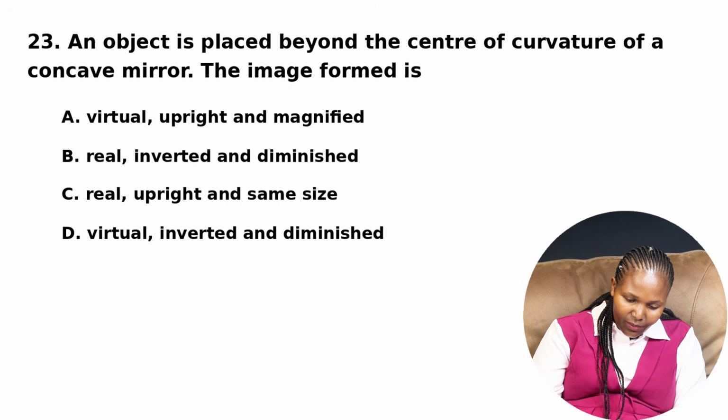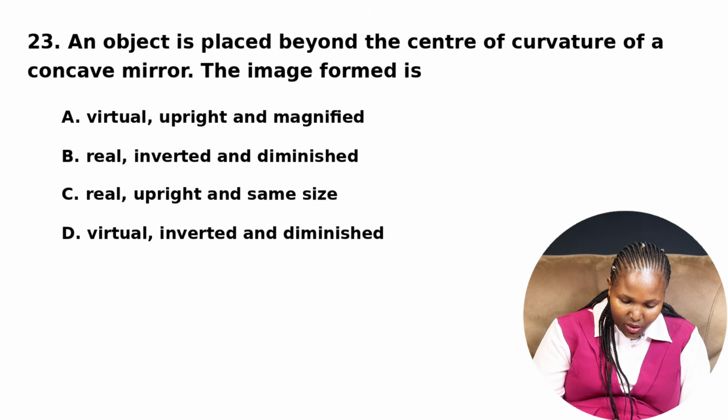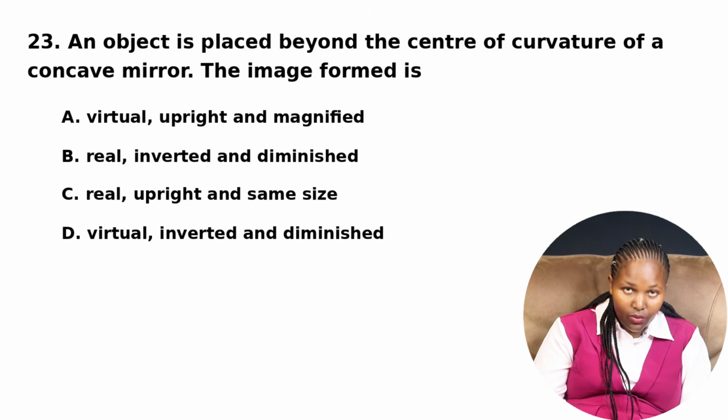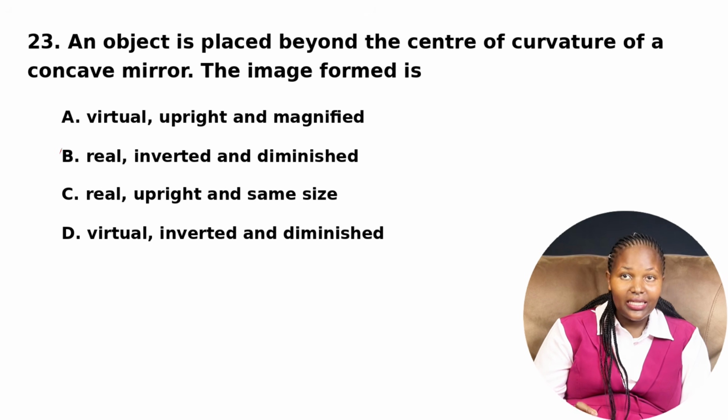Then we go to question number 23. An object is placed beyond the center of curvature of a concave mirror. The image formed is, so here we have an object, and this object has been placed beyond the center of curvature of a concave mirror. So what image will be formed? We have our options there. We have virtual, upright and magnified image. We have real, inverted and diminished. We have real, upright and same size. We have virtual, inverted and diminished. Here, the correct answer should be B, real, inverted and diminished.